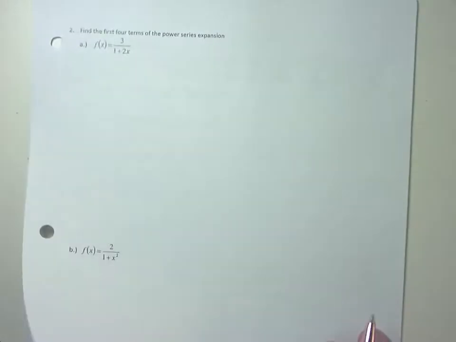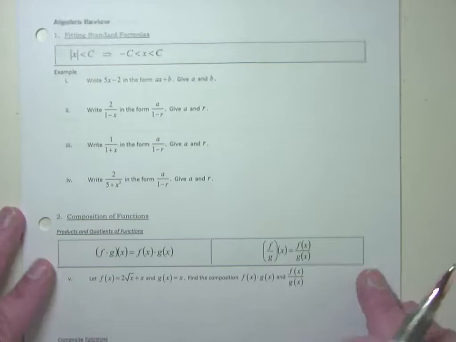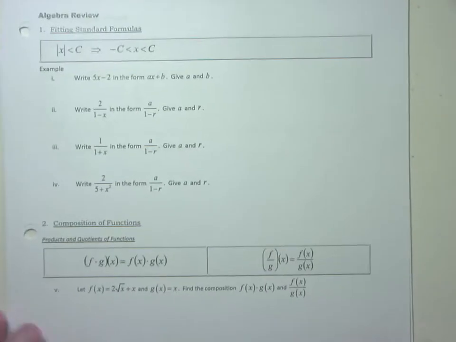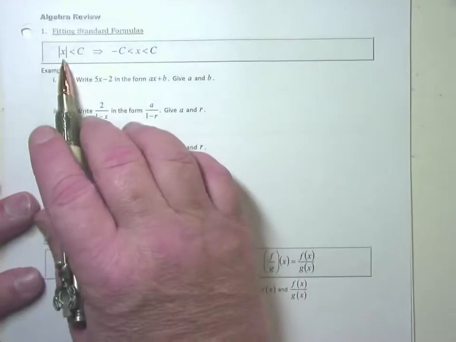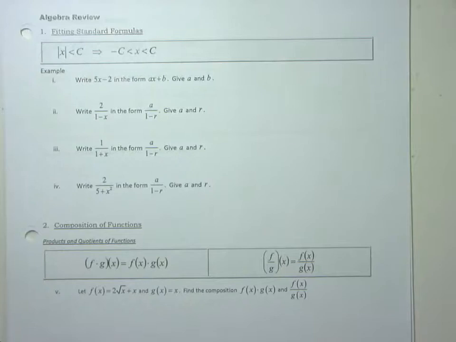We did a bunch of problems on the pre-section video. In terms of that algebra review, it's the idea of figuring out the pieces and parts. Reading off data is going to be the key to this stuff. For example, if the absolute value of x has to be less than c, that means negative c is less than x, which is less than c. This is my interval of convergence.